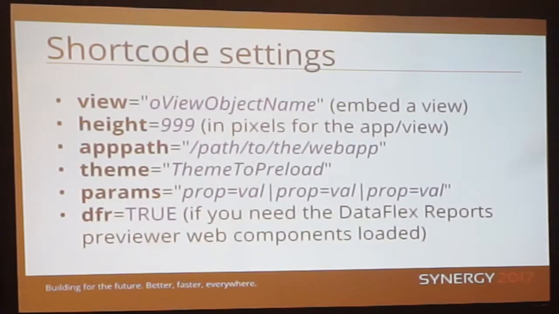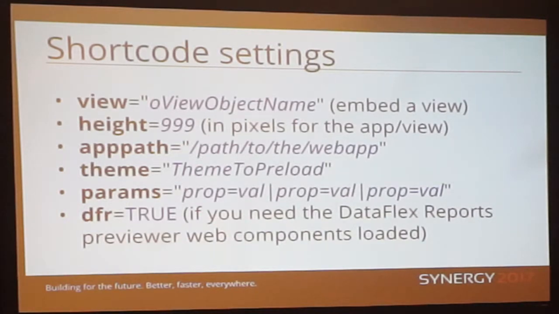There are additional shortcode settings we can make. View, which you can set to the object name within the DataFlex. So I was going to set it to the customer view, which I'll probably do in a minute. We set it to "Oh customer" in quotes. Height in pixels that the web app's going to take up within the WordPress page. You can dynamically set the app path. So we set the default web application on the configuration screen, but in the shortcode we can set that to something else so that it can pick up a web app from somewhere else in our computer, or indeed anywhere else, as we'll see eventually.